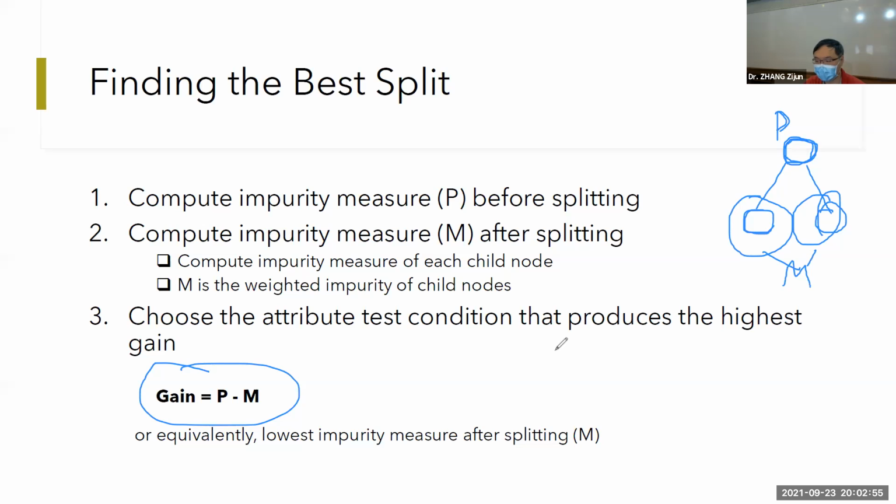That means if at the beginning the node is impure, then you expect that after splitting, things can become pure, okay? You will start at that point, and after the splitting, you can get very pure nodes, okay? So choose the attribute test condition that produces the highest gain, which is P minus M, or equivalently, the lowest impurity measure after splitting M. You want to make things pure, so you want to get the lowest impurity measure.